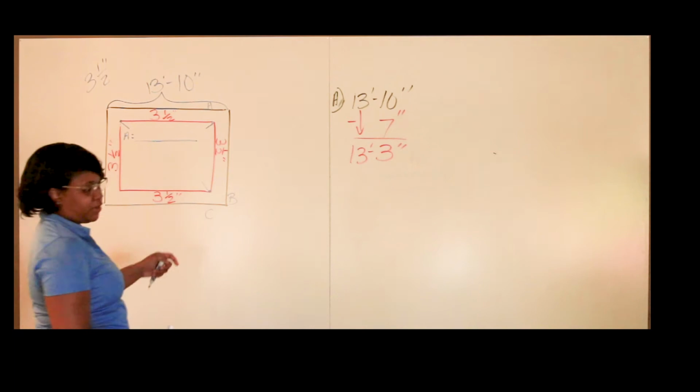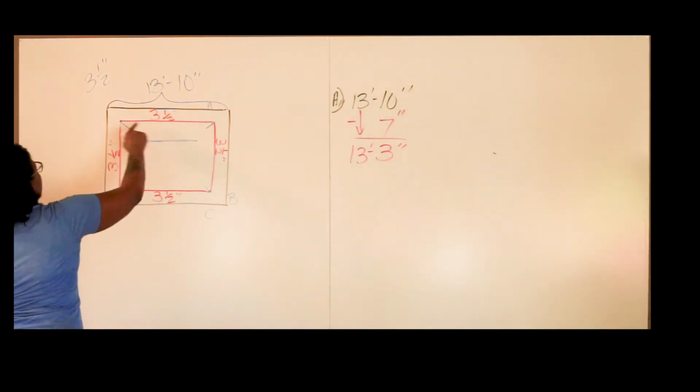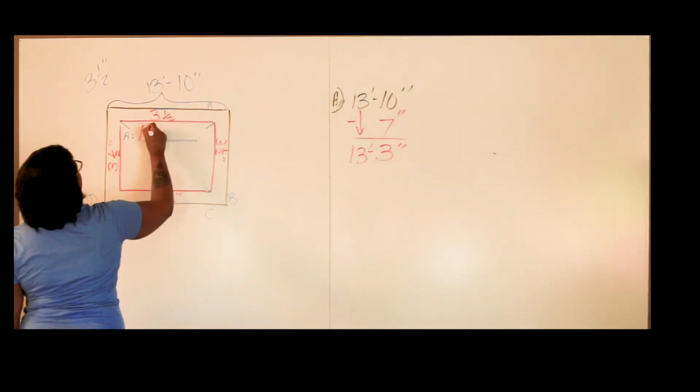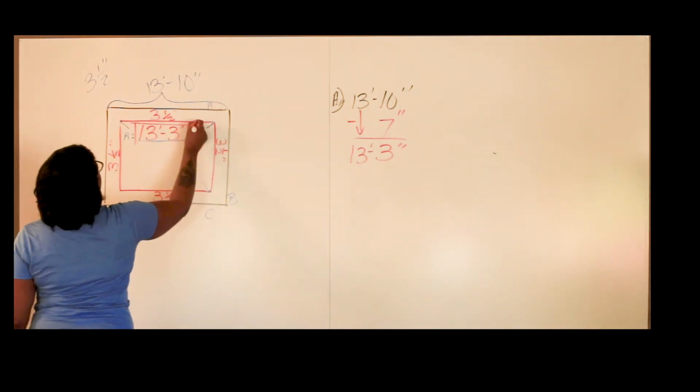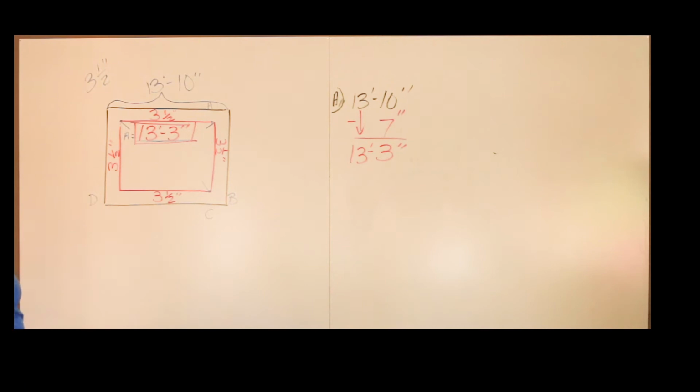So the interior measurement for side A, the interior wall, is 13 feet 3 inches. All right, hopefully that makes sense. The thickness will always be given to you. You need to know that information in order to find the interior or exterior wall.